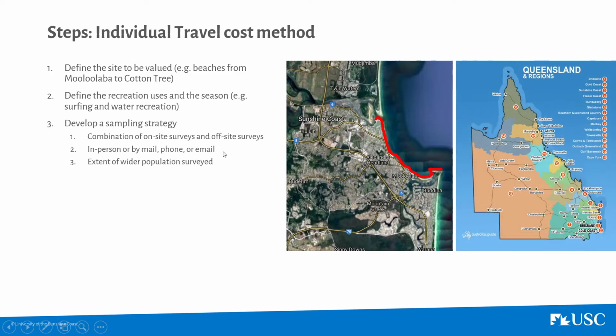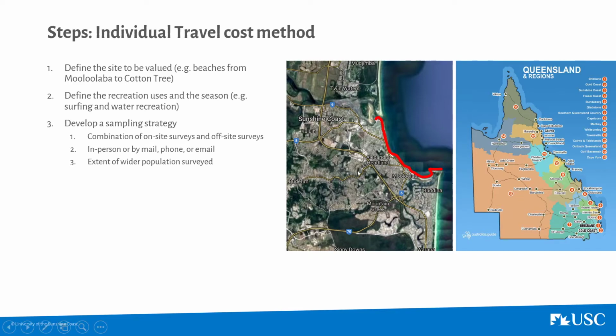And then we need to come up with a sampling strategy, which is to say, how much on-site and off-site surveying will we actually do, and will it be in person or by phone or by email? What extent of the wider population will we survey? And so this is consequential to the results we're going to get.